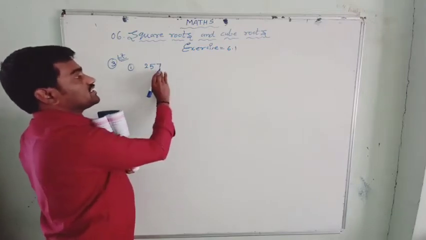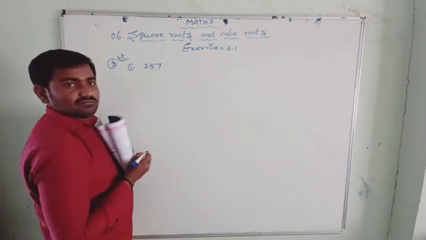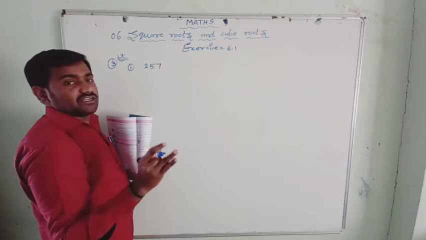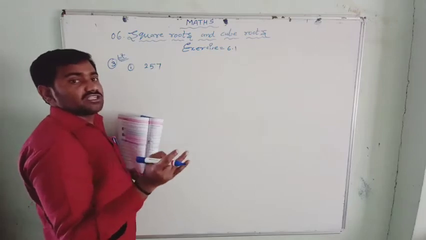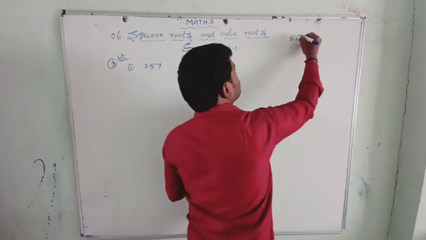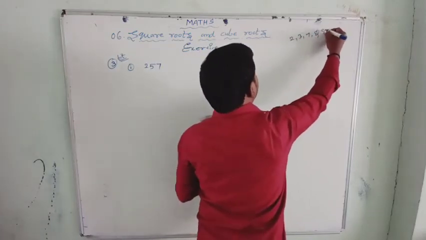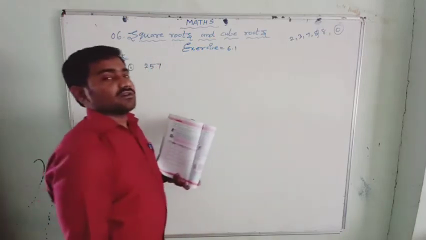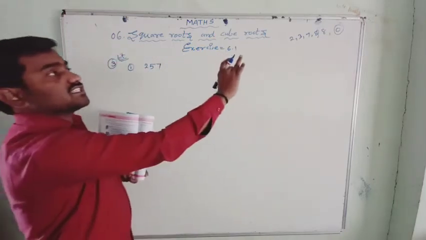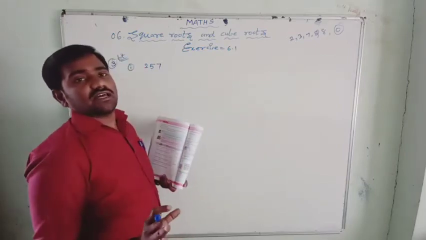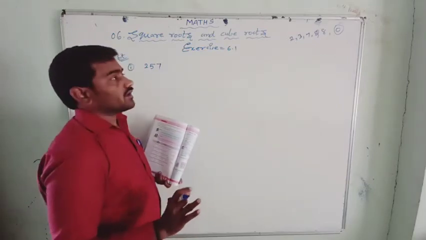Because the unit digit is 7. A perfect square never ends with the digits 2, 3, 7 and 8, or a single zero in the unit place. If these digits are in the unit place, the number is not a perfect square. Directly we can say that.